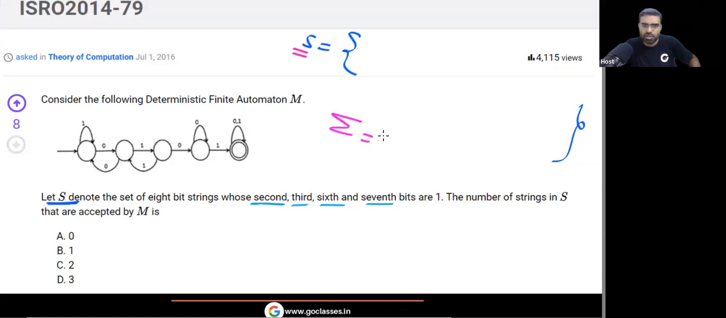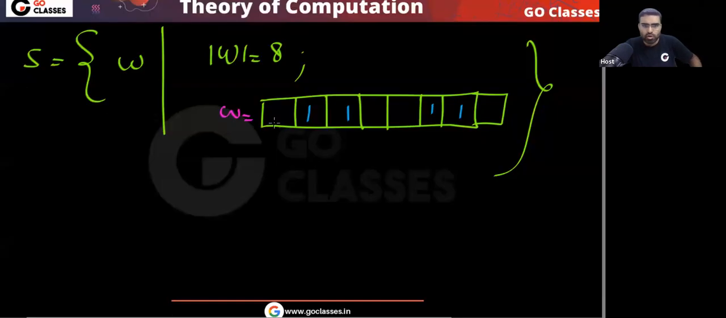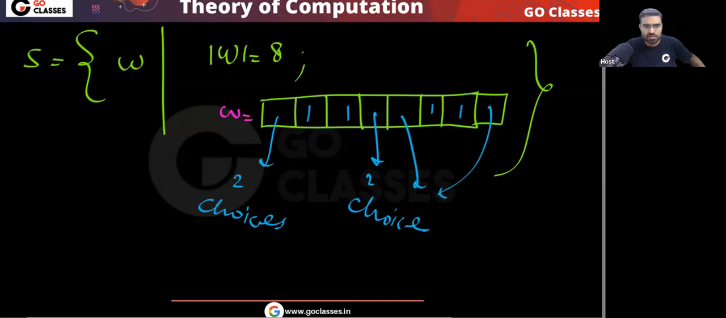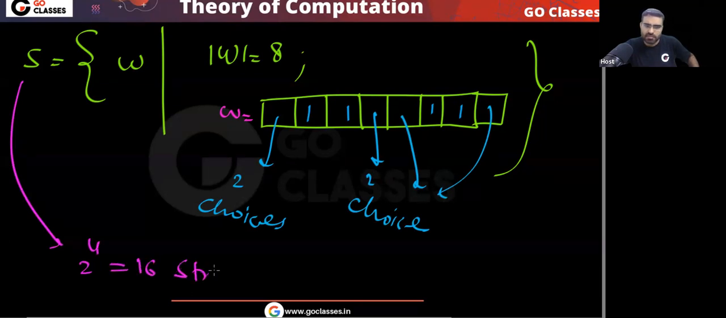Your sigma is 0, 1. This is your sigma. Already it is saying bit strings. Okay. So tell me, in this set S, there are two positions here, right? Yes or no? So you can notice there are 2 choices here. Here you can put 0 or 1. Here also you have 2 choices. Here also 2 choices. And here also 2 choices. So finally, I can say in this set S, you have 2 power 4, that is 16 strings. Remember, in this set S, you have 16 strings.